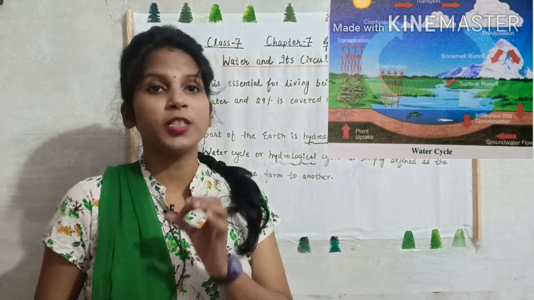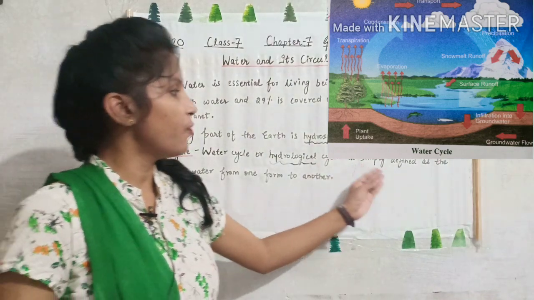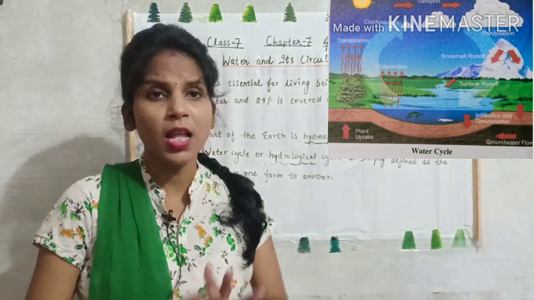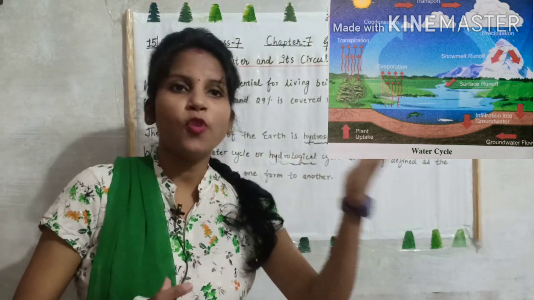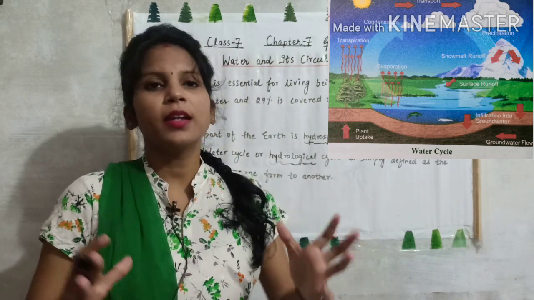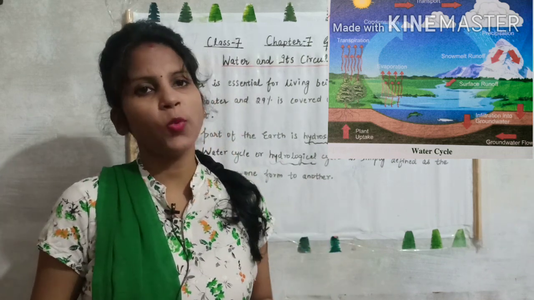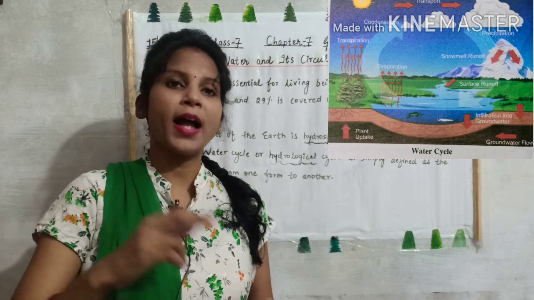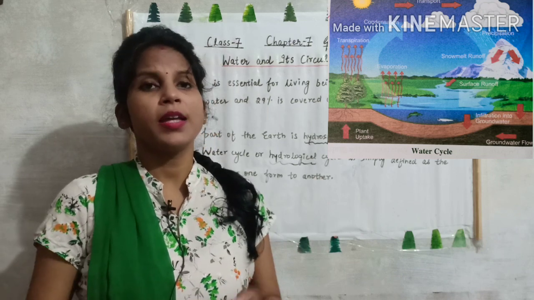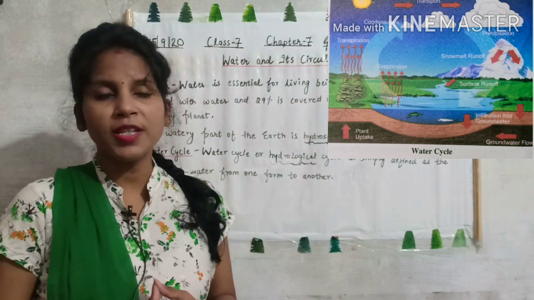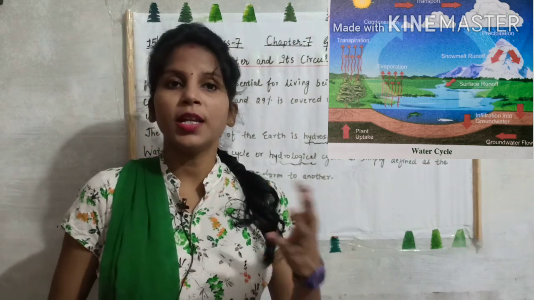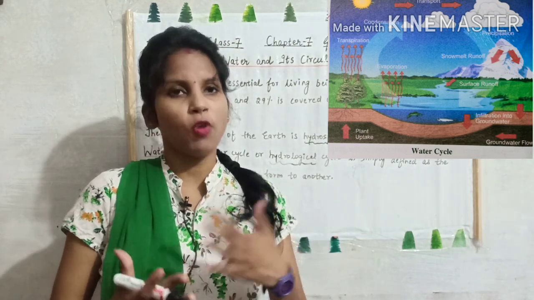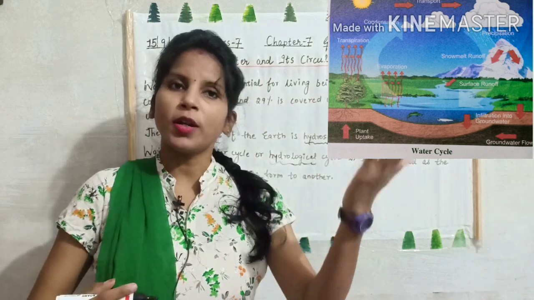The water cycle is defined as the change of water from one form to another. So what happens in the water cycle? The water is changed from one form to another. As we all know, there are three forms of water: solid, liquid and gas. This conversion of solid to liquid and liquid to gas and back again is known as the water cycle. What happens during the water cycle? The water present in the lake, ocean and ponds evaporates by sun rays through the process of evaporation, and then it changes into water vapor.